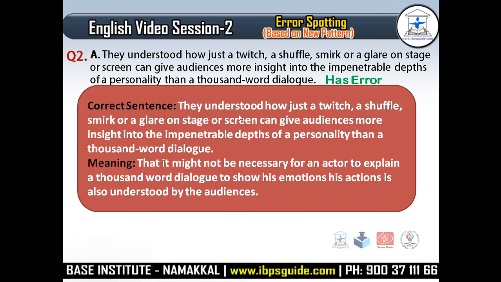Okay. So, the statement will be like this. They understood how just a twitch, a shuffle, smirk or a glare on stage or screen could give audiences more insight into the impenetrable depths of a personality than a 1,000-word dialogue. Now, the statement gives the meaning that it might not be necessary for an actor to explain a 1,000-word dialogue to show his emotions. His action is also understood by the audience.